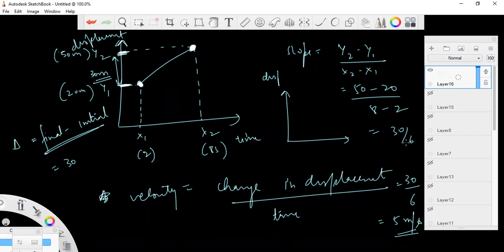Slope of displacement time graph. What is it giving you? It's giving you the velocity, right? So I will write a few things, and one more thing I can tell you, if you understood this.